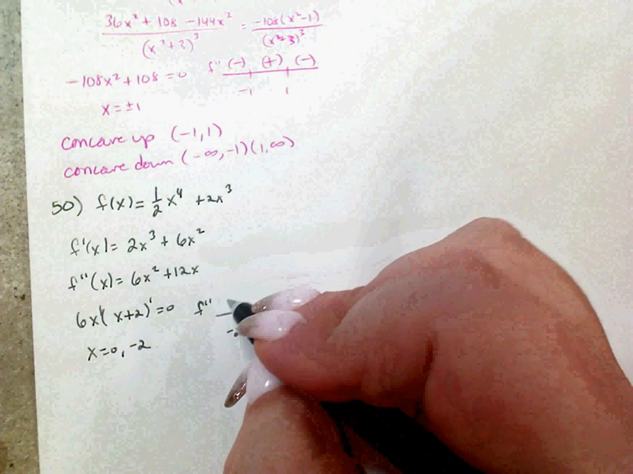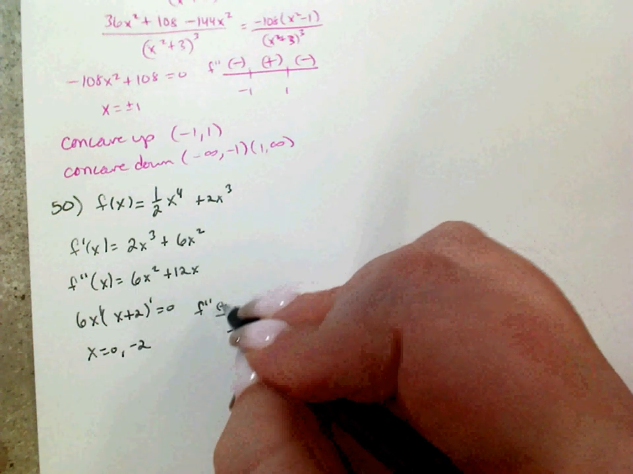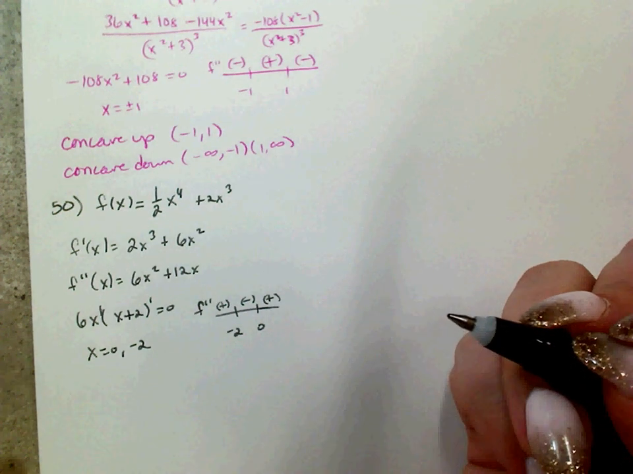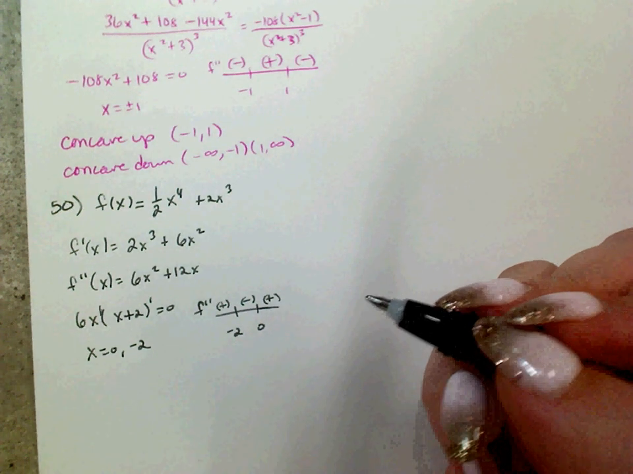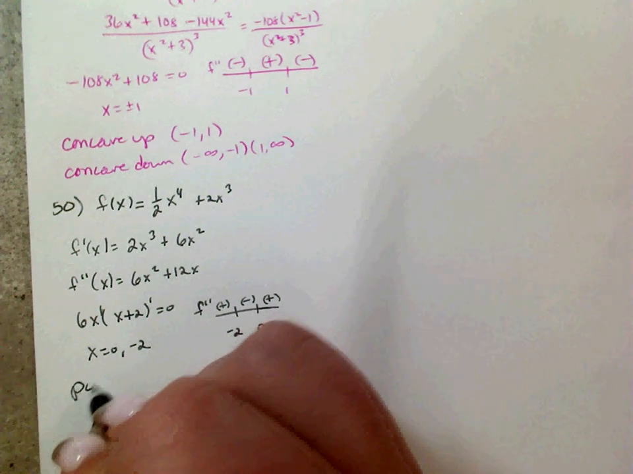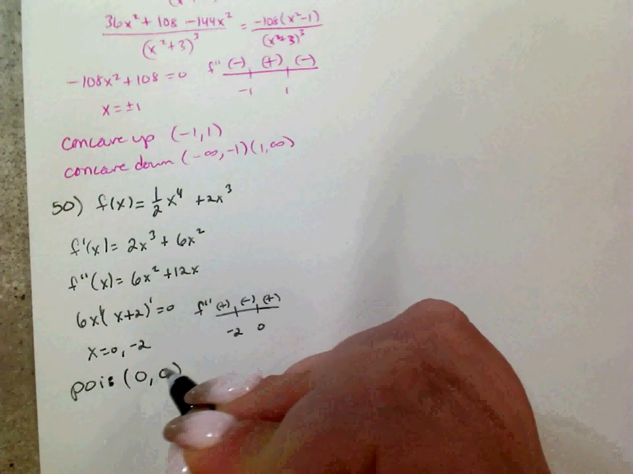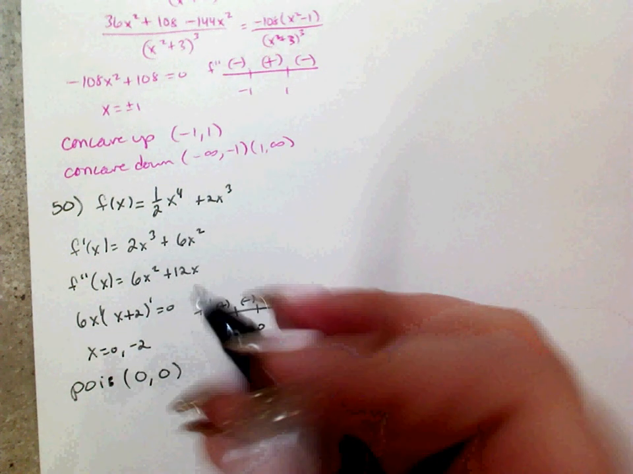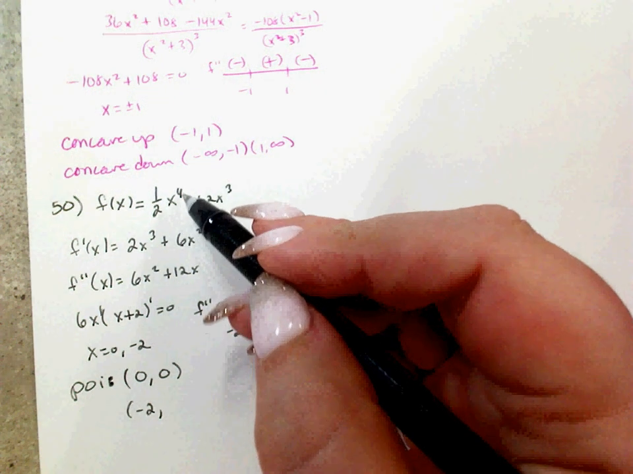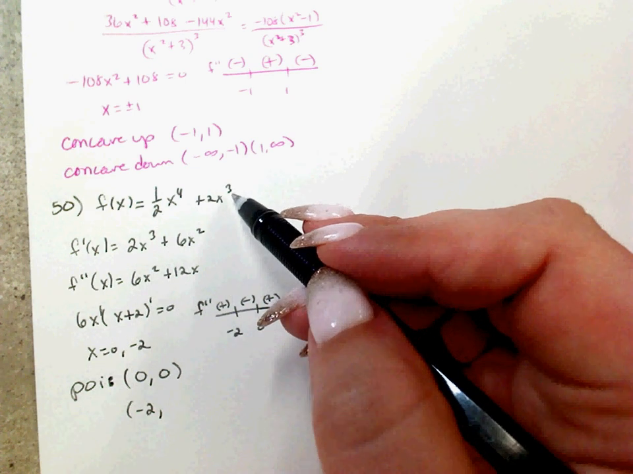Okay, so POIs. At 0, 0. So I plug in 0 back to the original, I get 0. And at negative 2, negative 2 to the fourth, positive 16, so that's 8. And then negative 2 cubed is negative 8 times 2 is negative 16. 8 minus 16 is negative 8. So those are my 2 points of inflection. And that's going to be the end of that video.